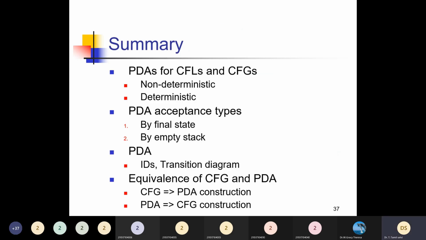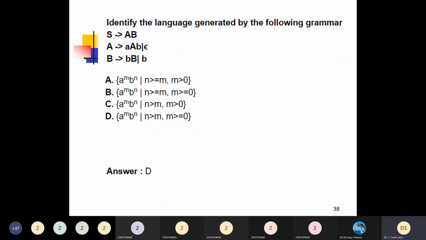So finally, we have the summary here. In today's class, we discussed PDA, CFL, that is context-free language, and then context-free grammar. And then we have two ways of acceptance of a PDA, that is acceptance by final state and acceptance by empty stack. And then we discussed the instantaneous description and the transition diagram of a PDA. After that, we discussed the conversion from CFG to PDA and PDA to CFG.